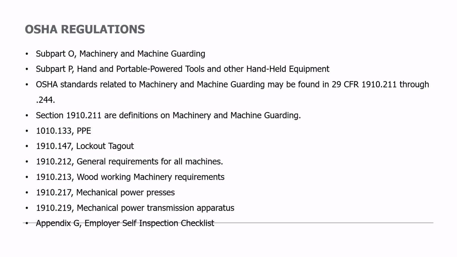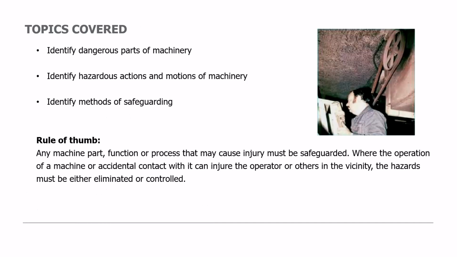OSHA regulations specifically state in different parts, as you can see there on the screen, not only does it cover machine guarding, but also power tools. It also covers the lockout-tagout process, woodworking machinery, mechanical power presses, and mechanical transmission apparatuses, all the things that we've just covered within the OSHA regulations. It does require machine guarding.